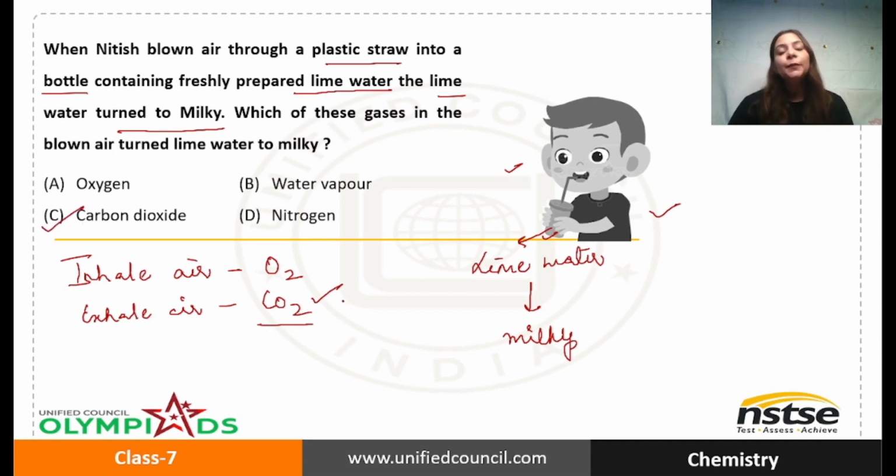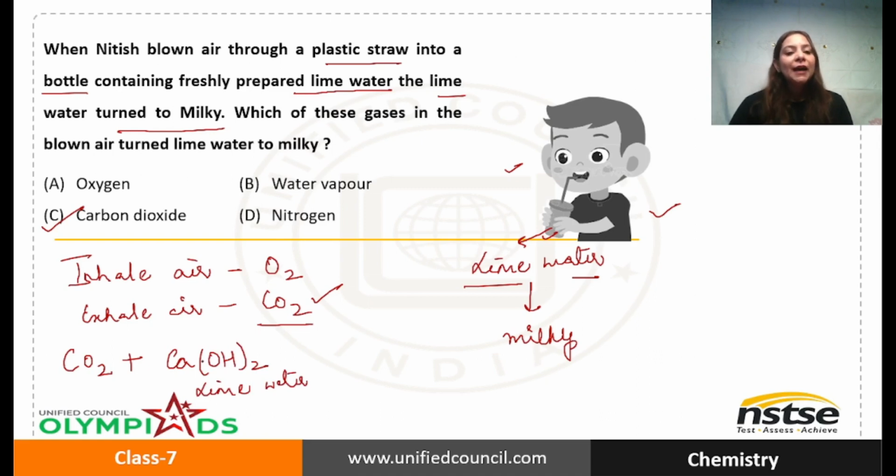Now let me explain the concept of why this carbon dioxide turns lime water milky. See, all the gases have certain identification properties. Carbon dioxide gas has an identification property: when you treat it with lime water, when you pass it through lime water. What is lime water? Lime water is basically calcium hydroxide.